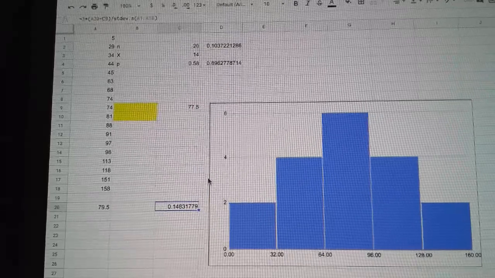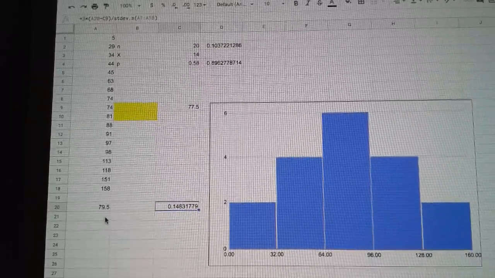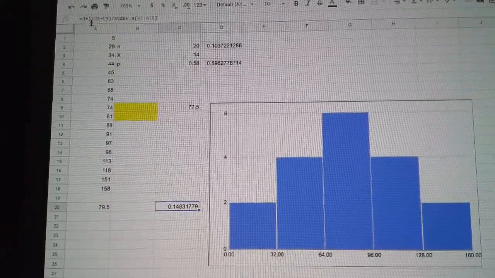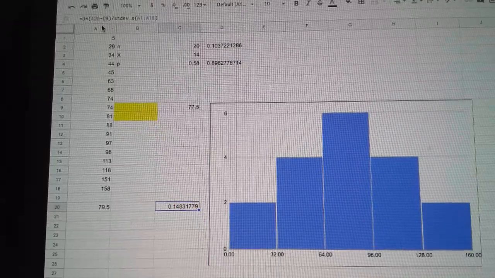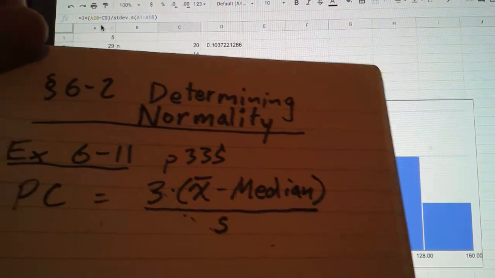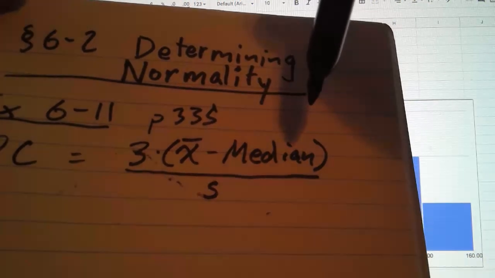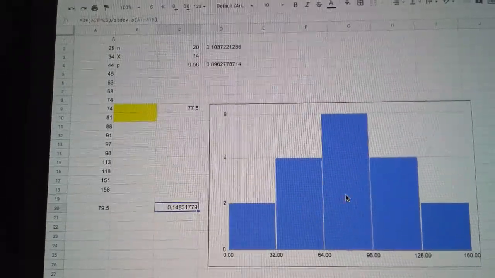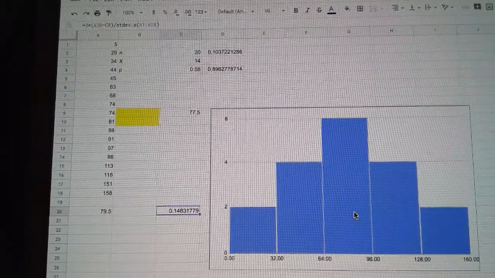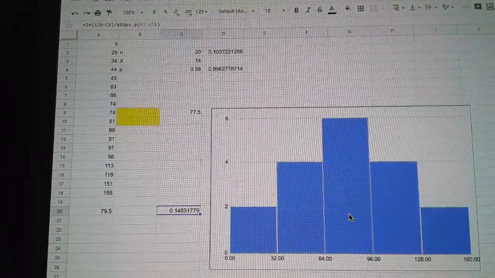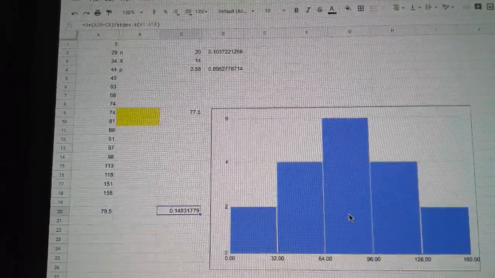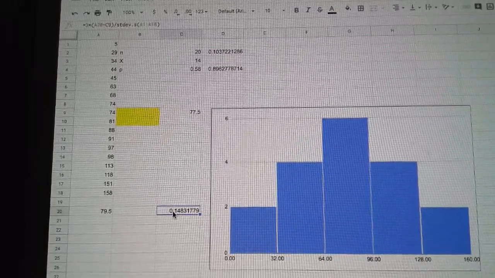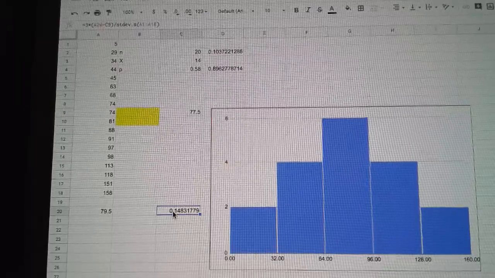The difference between the median and the mean is not very much, and that's what we are doing in this calculation. That's the main factor that we're looking at, the mean minus the median. So both of those, the fact that our histogram is roughly normally distributed, and we did a calculation that is close to zero, indicate that this is roughly normally distributed.